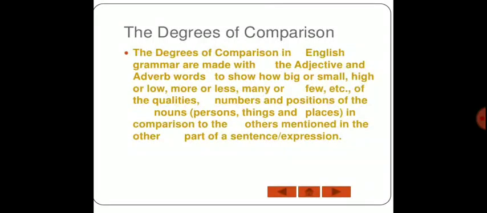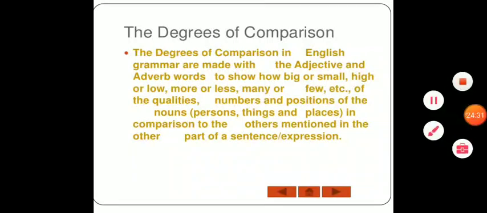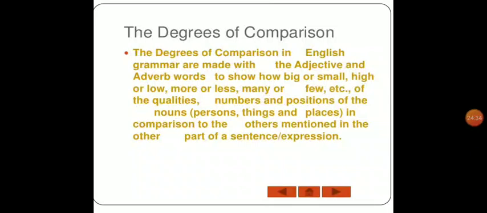So what is the degree of comparison? It is used to describe, quantify, modify or identify nouns, pronouns, adjectives. Adjectives have their own degrees called degrees of adjective or degrees of comparison that compare one thing or person to another.